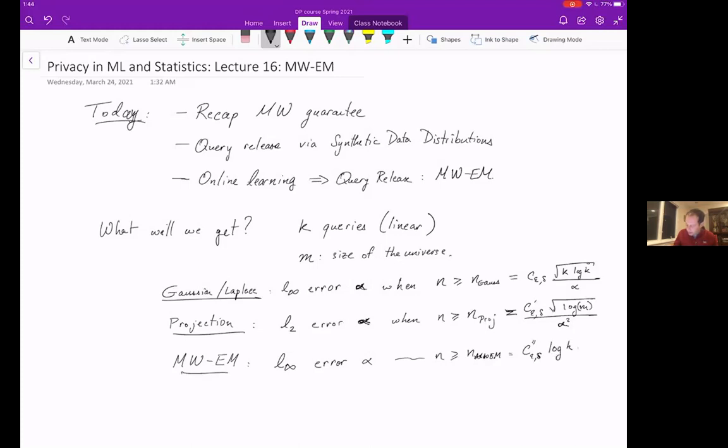So it'll be log k square root of log m over alpha squared. So relative to, say, the Gaussian mechanism, it has the same type of error guarantee, L infinity, but it has a worse dependency on alpha. And it's picked up this dependency, albeit a reasonably mild one, on the dimensionality of the data. But the big benefit is that it now has only a logarithmic dependency on the number of queries that we care to answer.